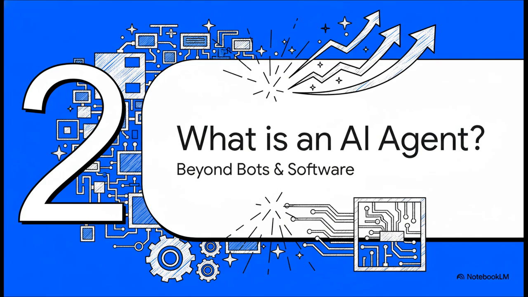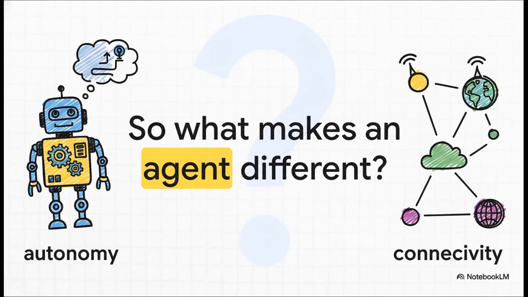So to really get a handle on this, we first have to understand what makes an agent, well, an agent. How are they any different from the software and the chatbots that we're all using every single day? Turns out, it's a pretty big leap forward. So what is the secret sauce? It really boils down to two key advancements that totally change how they work: autonomy and connectivity.